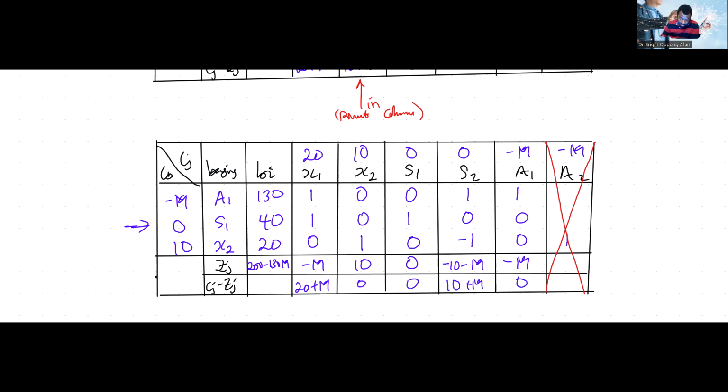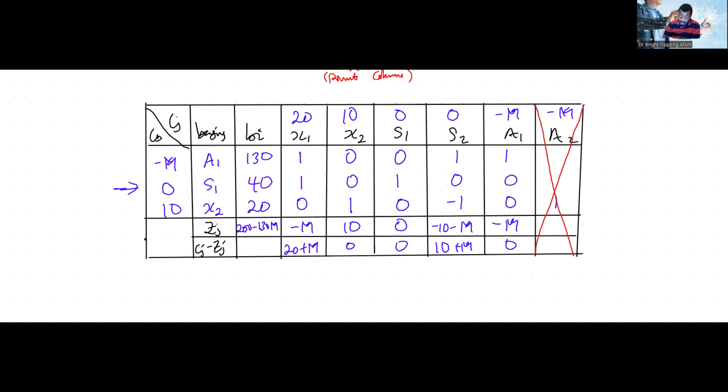So now we find the entering pivot number, the entering non-basic variable, which is that. So x1 goes into solution. Why? Because that is the highest. We have M here, we have M here, but we have 20, which is bigger than 10. So x1 goes into solution to replace one of the basic variables. Will it replace A1 or S1 or X2? We actually do not know.